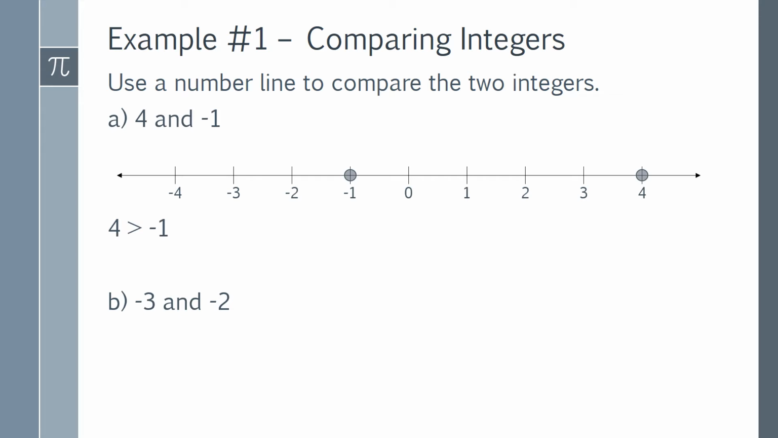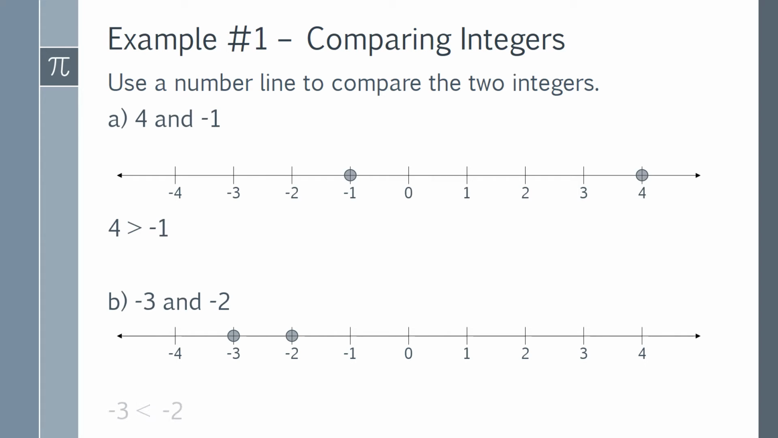Now let's try B. Negative 3 and negative 2. Once again, start with the number line and plot the points. We have negative 3, 3 spaces to the left of 0, and negative 2 is 2 spaces to the left of 0. We know that negative 3 is less than negative 2 because it is farther to the left on the number line, and numbers to the left are smaller.